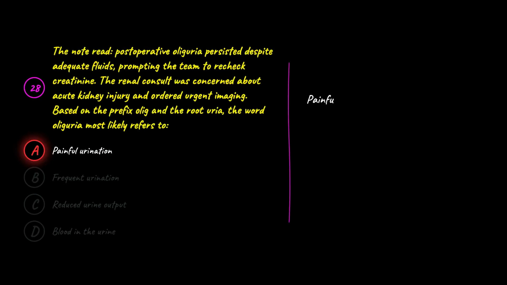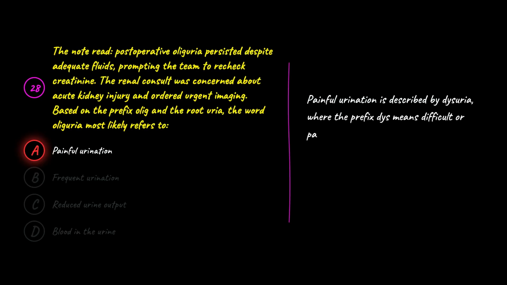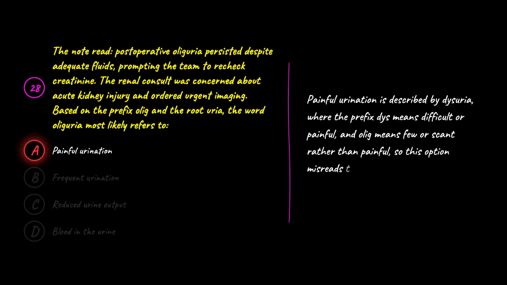A is wrong because painful urination is described by dysuria, where the prefix dys means difficult or painful, and olig means few or scant rather than painful. So this option misreads the prefix used in the actual medical term.